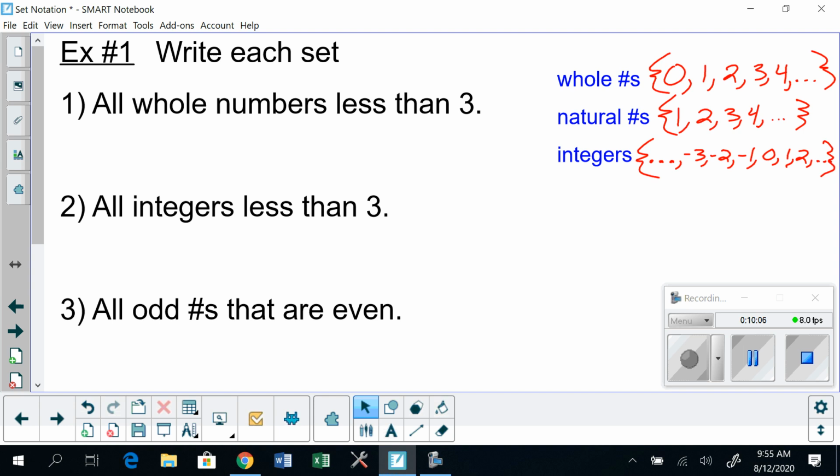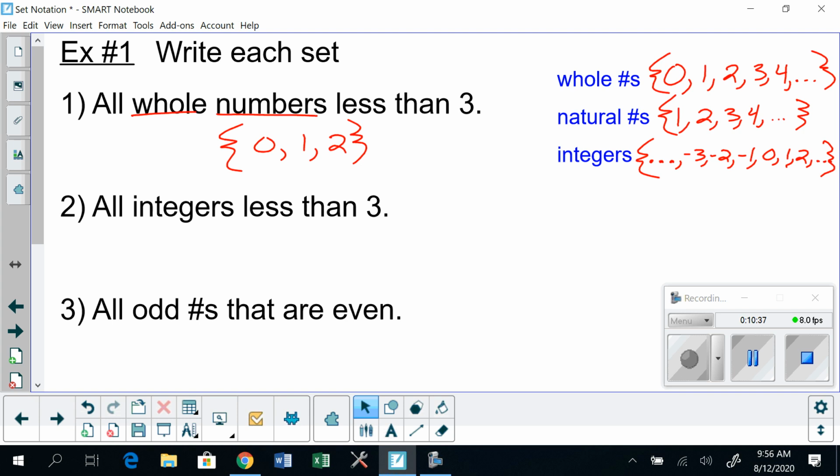So with that in mind, let's answer this first example. Write the set of all the whole numbers that are less than 3. Now the word whole numbers implies we would include the number 0. And of course we'd also have the numbers 1 and 2. Now the other big question is, would we include the 3? The answer is that we would not. When you see this phrase, less than 3, that means that the 3 is not included.